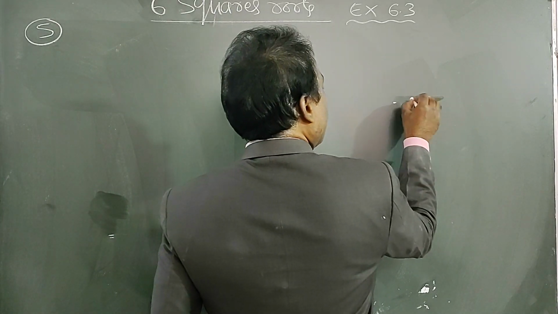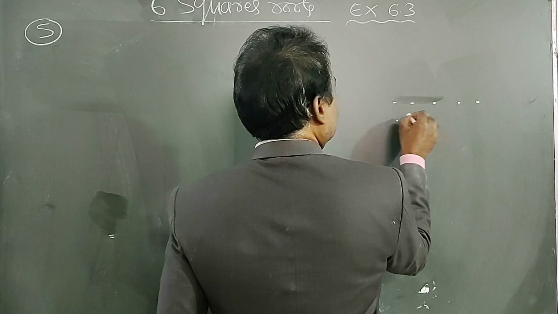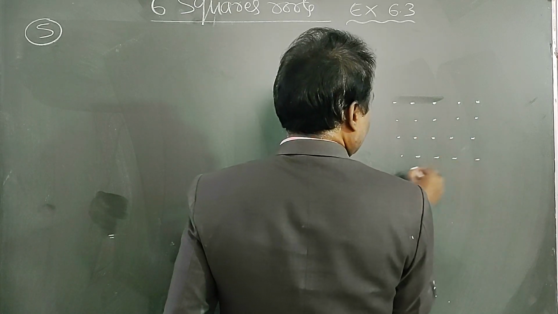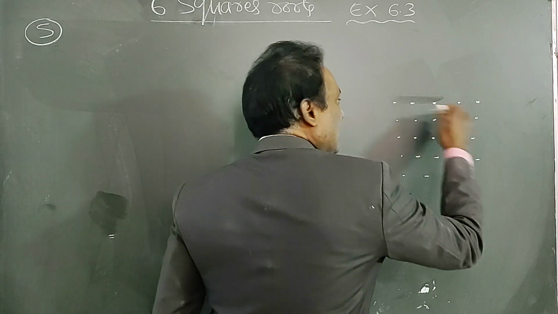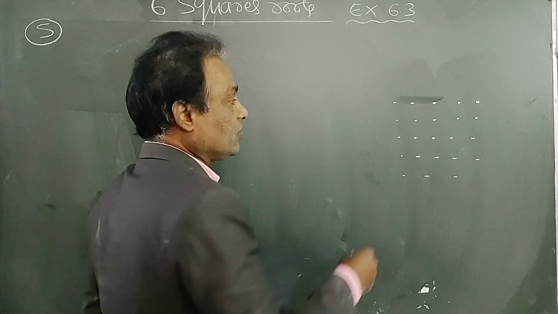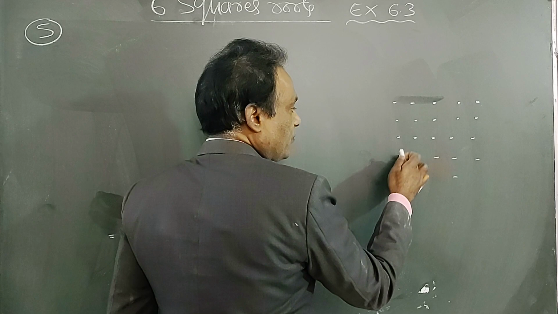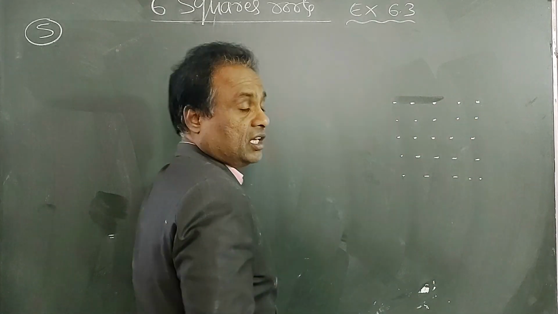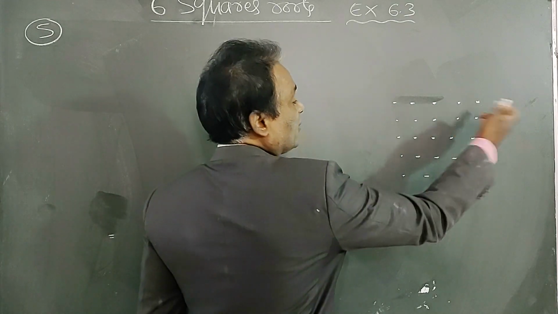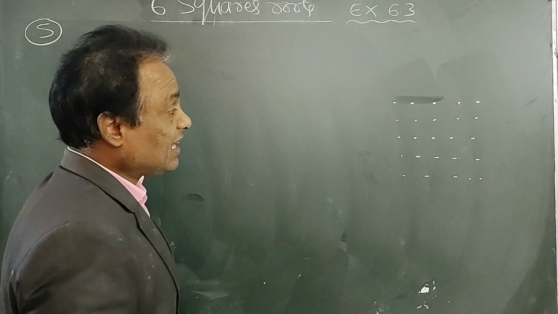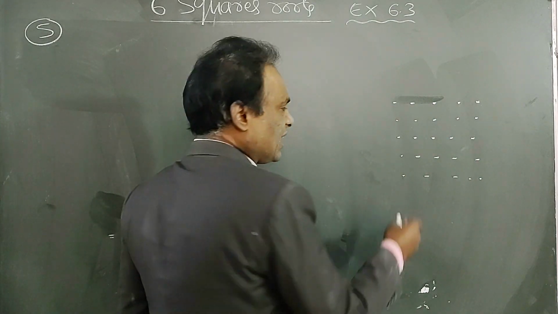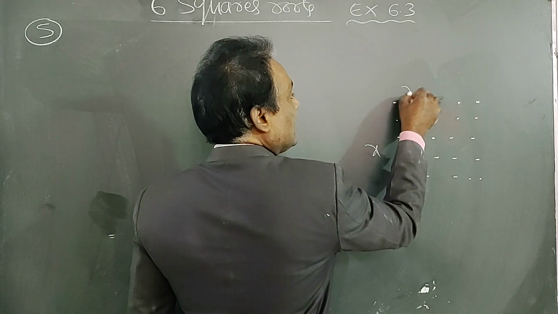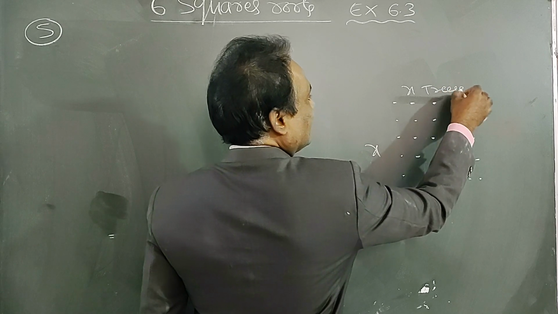The gardener is planting the trees. The number of trees and the number of rows are the same. Suppose there are 1, 2, 3, 4, 5 rows. Then in each row he is planting 5 trees only. If there are 6 rows, there are 6 trees in each. Suppose we don't know how many rows there are. Let there be x rows. Then each will have x trees.